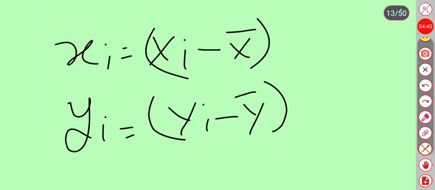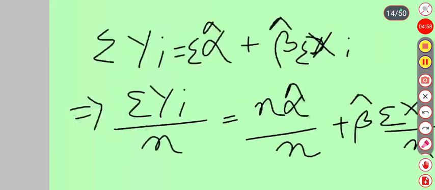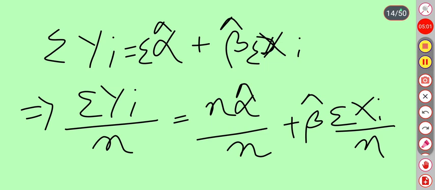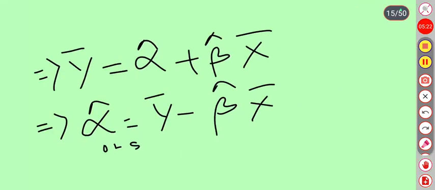We know small xi is equal to capital Xi minus x bar, and small yi is equal to yi minus y bar. Small xi and small yi come from the sample. The sum of yi is divided by n, the sum of alpha hat, meaning n number of alpha hat, is divided by n, and beta hat summation xi is divided by n. And finally we get y hat.